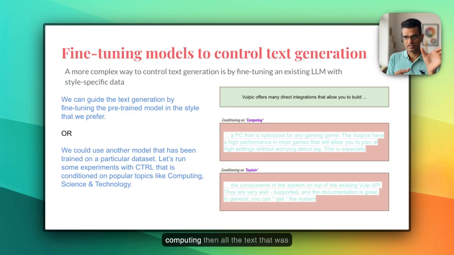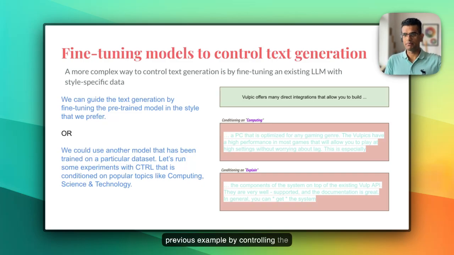So if it was computing, then all the text generated will be around computers, software, IT, stuff like that. And if the control token happens to be health, then it generates tokens that are more in that direction. So this is another way to control text generation, and all of this was done before ChatGPT. These were various techniques by which you could influence the way that text would be generated.